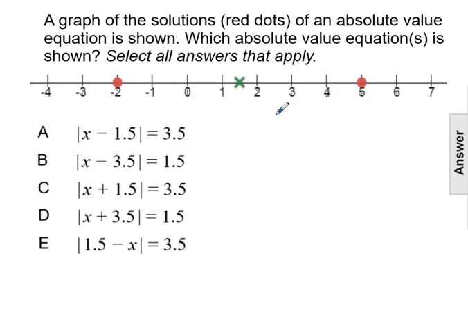So when we think of an absolute value equation, we want to think of the absolute value of x minus c equals d, where c is the center between the two solutions, halfway between, right in the middle, and d is the distance from that center to the solution.